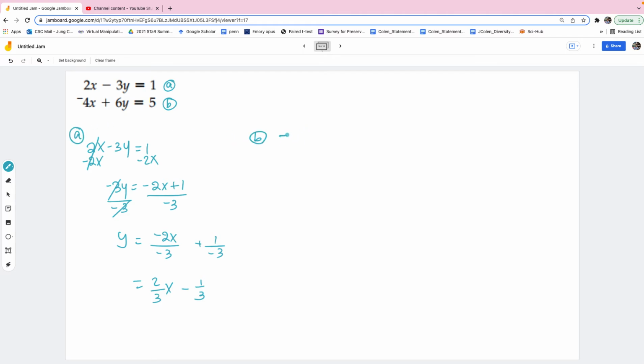For B, we have negative 4x plus 6y equals 5. We can solve for y again by adding 4x to get rid of it, but you need to do the same thing on both sides of the equation, so it's still balancing. The equation still works. So that's gone, and you have 6y equals positive 4x plus positive 5. You can divide the whole thing by 6. So you have y equals, well, we can separate these, right?